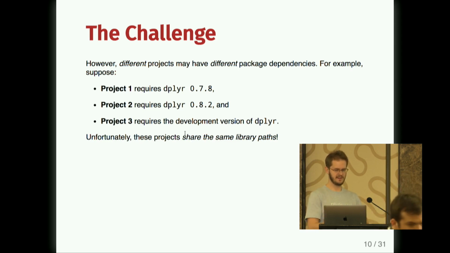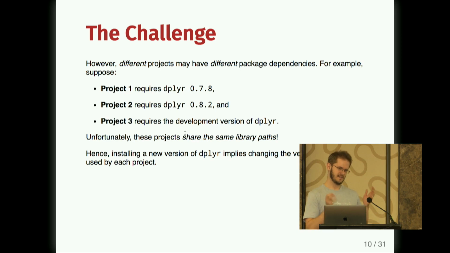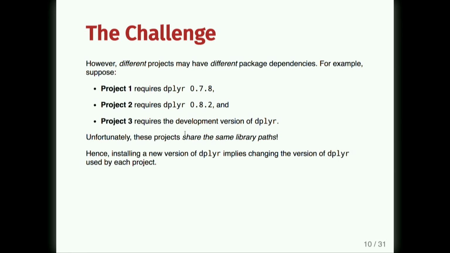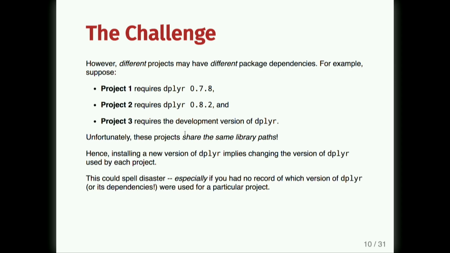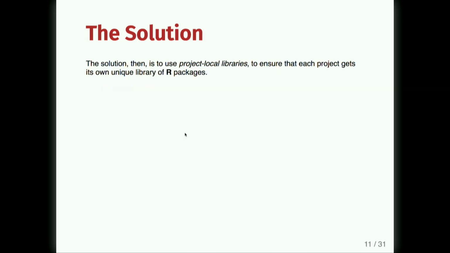Unfortunately, in the current state of the world, these projects all share the same library path. So if you were to install one of these packages, you're changing the version of dplyr that's used in all three of those projects. So in this world, if you were trying to switch between projects, you'd have to go back and say, OK, wait, I need to install dplyr 0.7.8 for project 1. Oh, wait, but now I need to reinstall 0.8.2 for project 2. And as you can imagine, this could spell disaster, especially if you had no record of which version of dplyr or its dependencies, of which there are many, were used in a particular project.